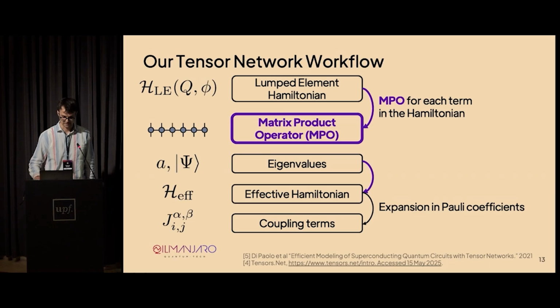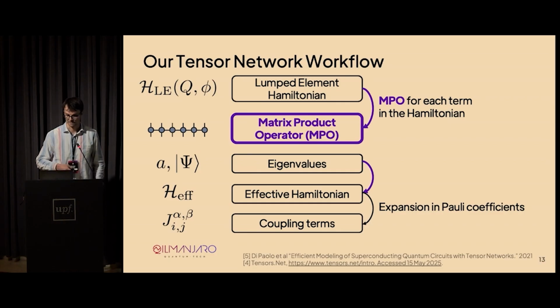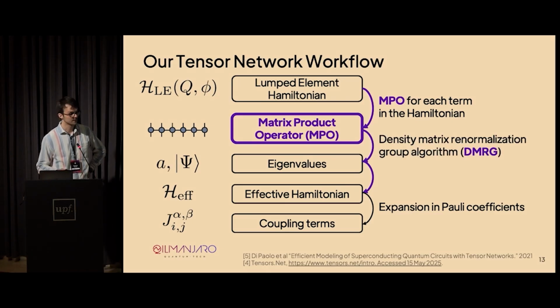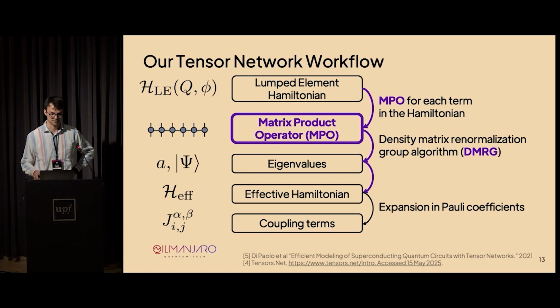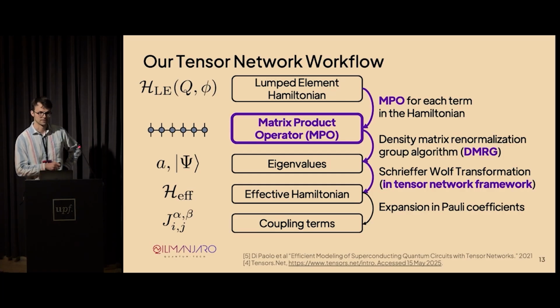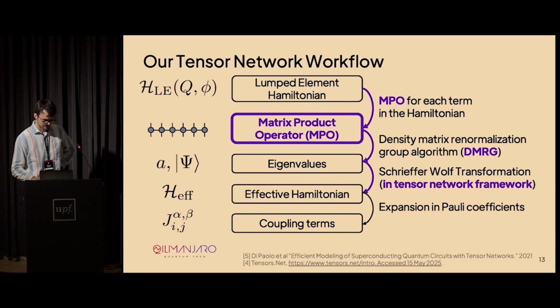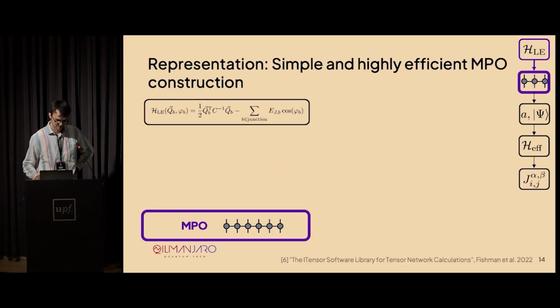So we use in this context the matrix product operator, which is just some kind of tensor network, which we construct in a very simple way, which I'm going to show in the next slide. And then we solve this tensor network with the most common procedure to solve this kind of tensor network, which is called the density matrix renormalization group algorithm. And then you can apply the Schrieffer-Wolff transformation. We also put this into the tensor network framework to stay consistent. So I give a little bit more details on this.